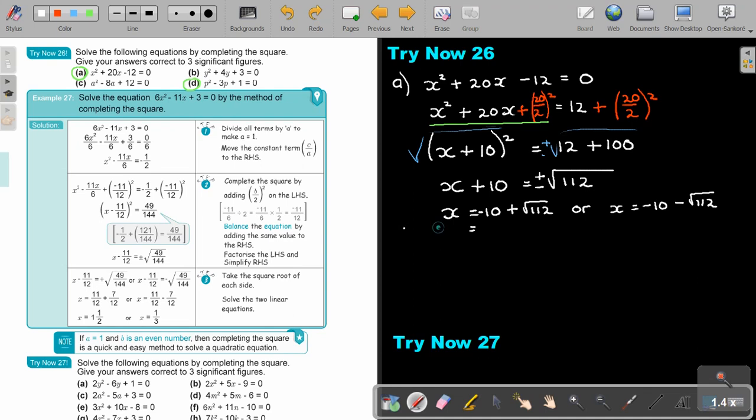And that will give me, if I press that on the calculator, now you use a calculator, so therefore x is equal to 0.583, or, and they said three significant figures, x is equal to negative 20.6, and that's your final answer. Okay, let's do the next one.